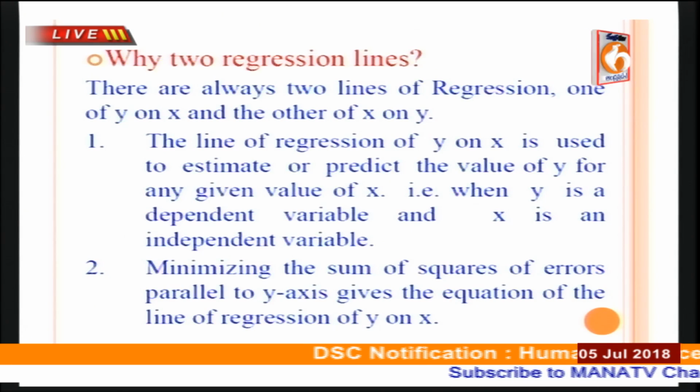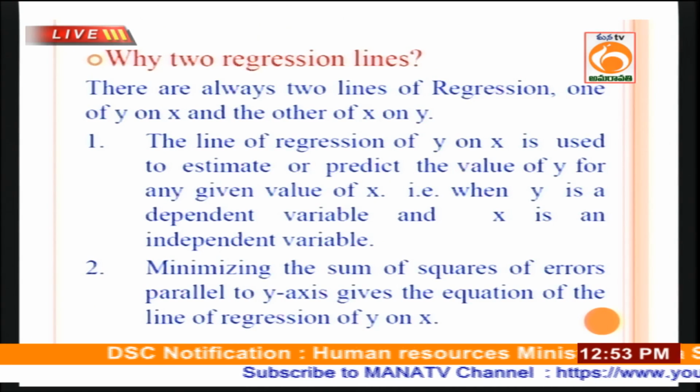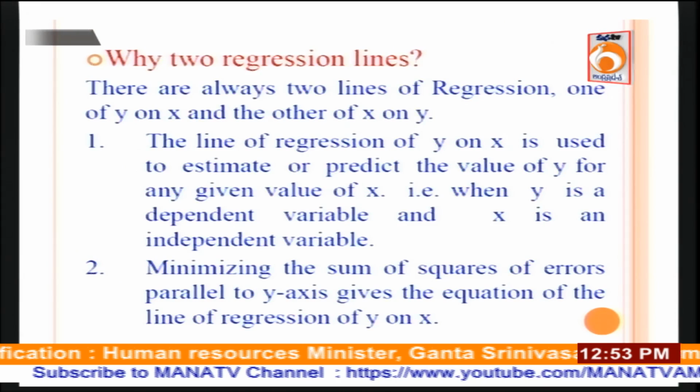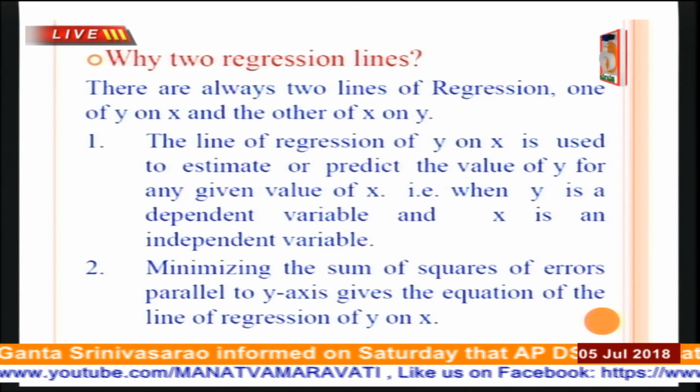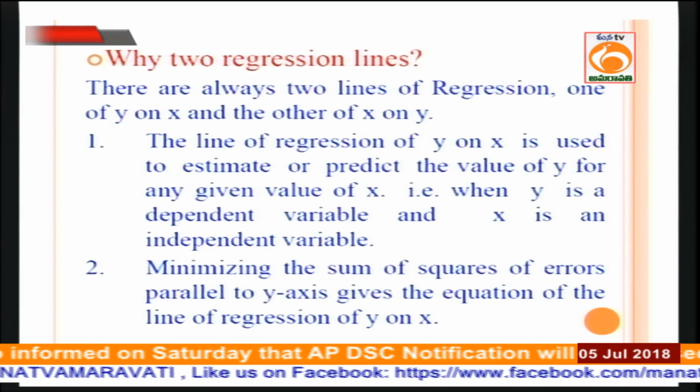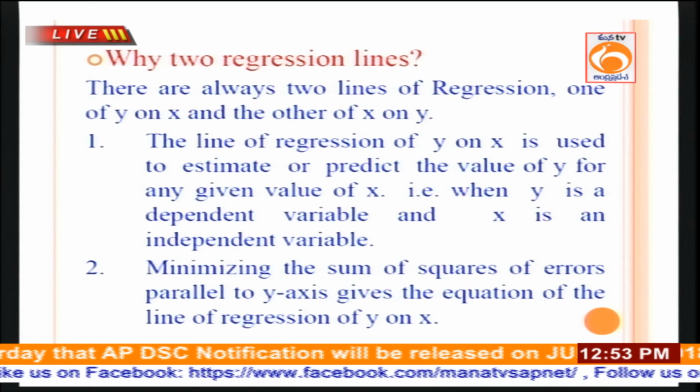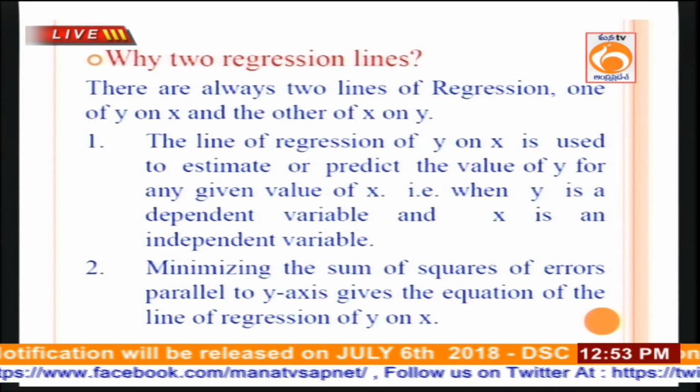So, what is the reason to take these two regression lines? Minimizing the sum of squares of errors parallel to the y-axis. Here this is the x-axis, the sleeping line, and this is the y-axis, the standing line. So, minimizing errors parallel to the y-axis generates the y on x line.